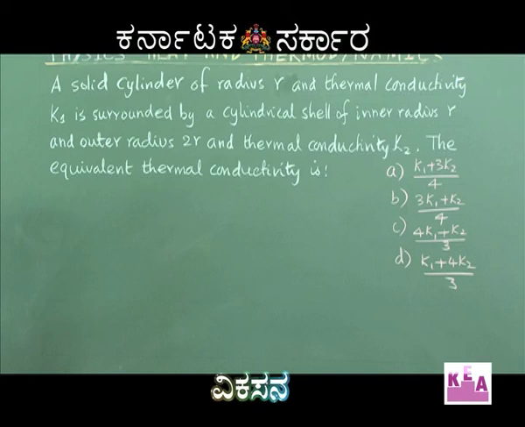A solid cylinder of radius r and thermal conductivity K1 is surrounded by a cylindrical shell of inner radius r and outer radius 2r and thermal conductivity K2. The equivalent thermal conductivity is, options are: K1 plus 3K2 by 4, 3K1 plus K2 by 4, 4K1 plus K2 by 3, and K1 plus 4K2 by 3.